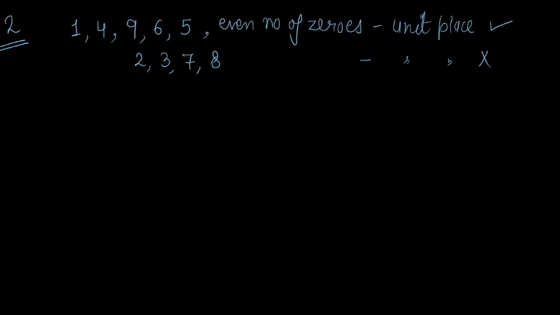The first part of question number 2 is 1057. The unit place digit is 7, and 7 is lying in the second list. Therefore, it is not a perfect square number.